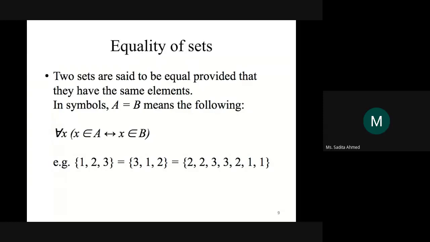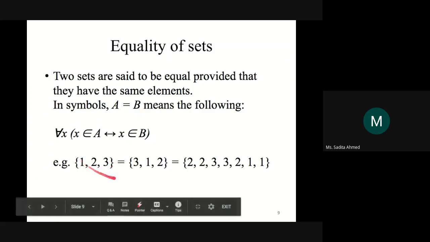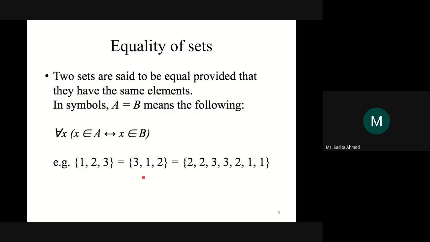Okay. Equality. When are two sets equal? When they have the same elements. As simple as that. Two sets A and B will be equal to each other if they have the same elements. Mind you, look at the example. On the left-hand side, you have 1, 2, 3. On the right-hand side as well, you have 1, 2, 3. But do they have the same order? The elements, are they ordered in the same way? No, they are not.